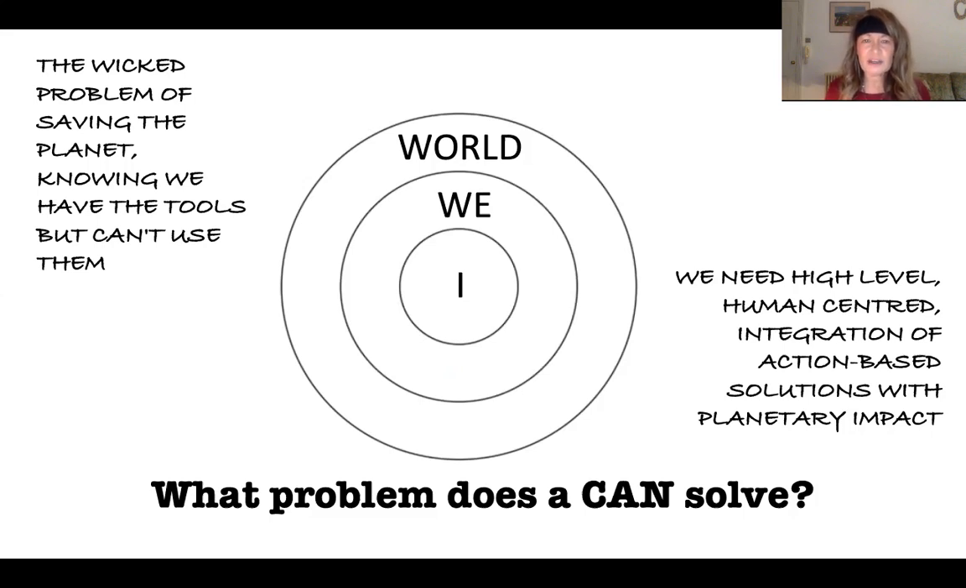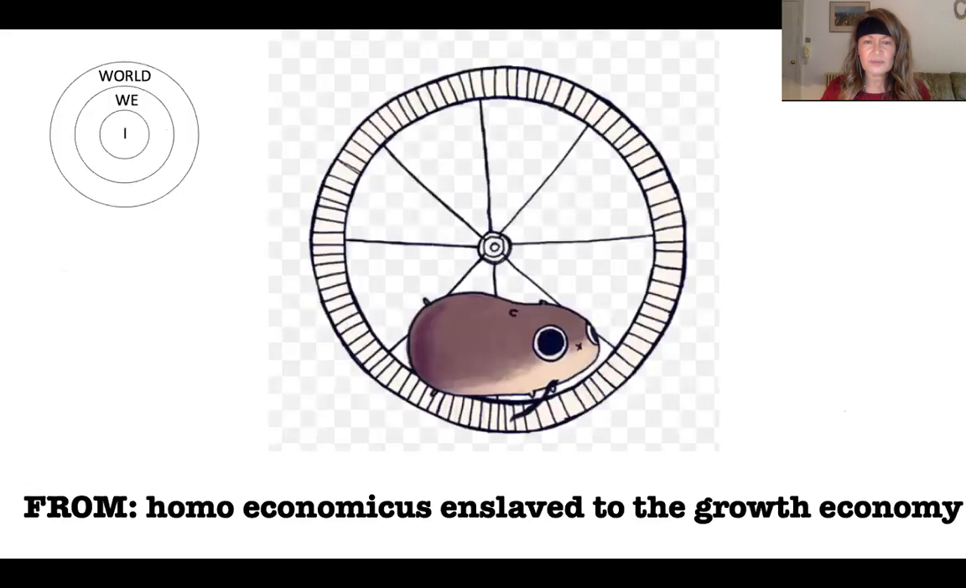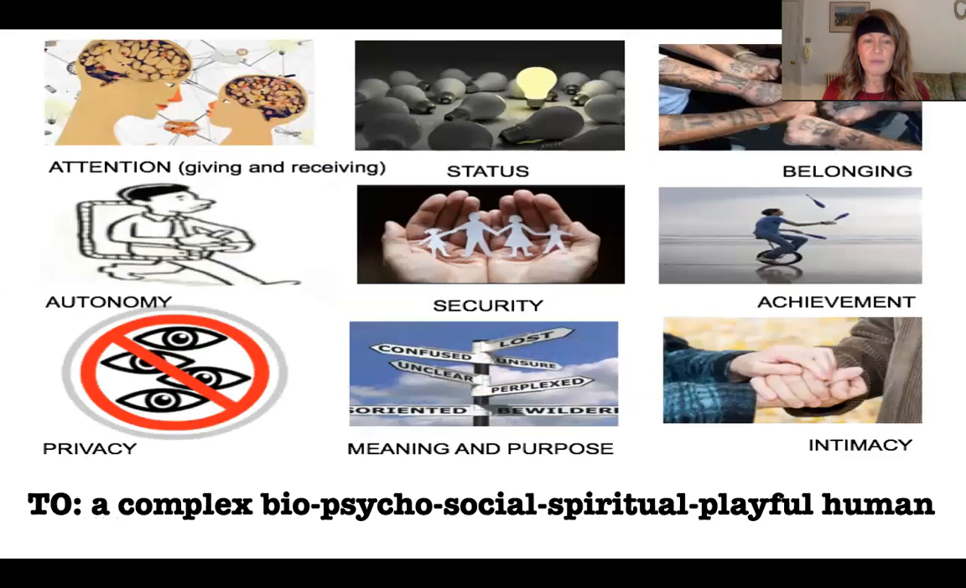So this new axis, if you like, of I, we, and world is core to the design of a citizens action network. So to begin with, we have to move from the current state of affairs of how we see the I, the we, and the world to one that is not really new, but really just more real, one that we experience ourselves. So moving, for example, from the idea that is currently at the heart of our politics and of our economy, that the human being is homo economicus, something that primarily has material needs and something that has been enslaved, if you like, to the growth economy. So moving from that idea of the human being to a more complex biopsychosocial, spiritual, playful human being.